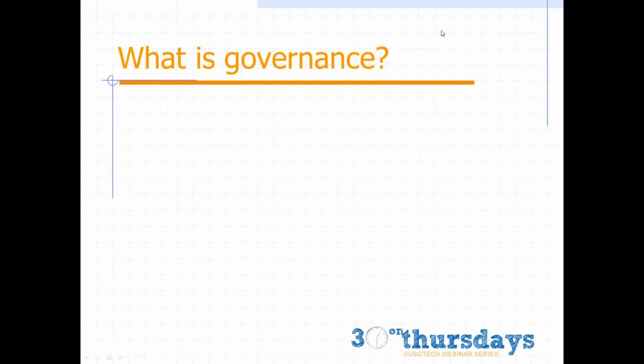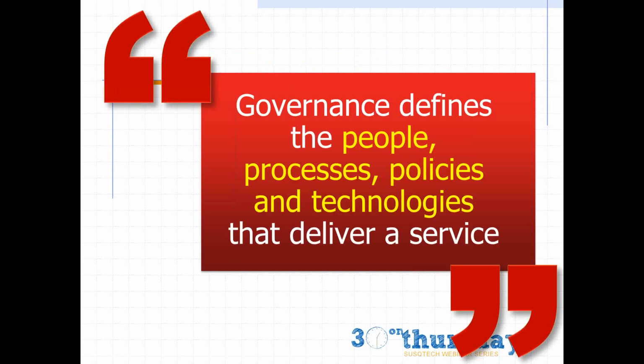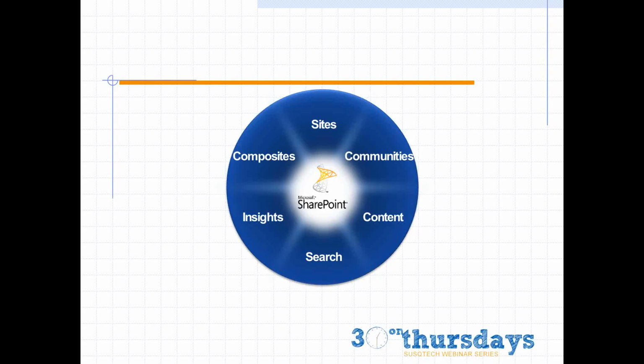So again, let's talk a little bit about what is governance. There are lots of definitions out there, and I'm just going to focus on one that I think is fairly simple and short, which refers to the people, processes, policies, and technologies, really all 4 of those together, that deliver a service for the business. Now, one way to visualize this, and I'm not really a big fan of what we sometimes call the SharePoint pie, but no doubt you've all seen that before, as the collection of workflows that SharePoint delivers.